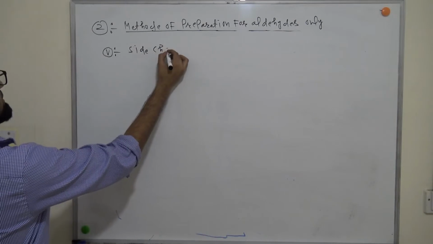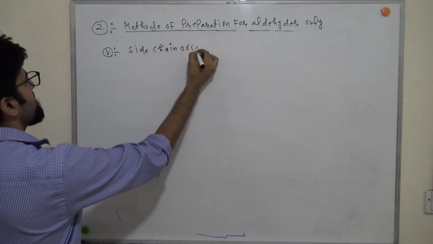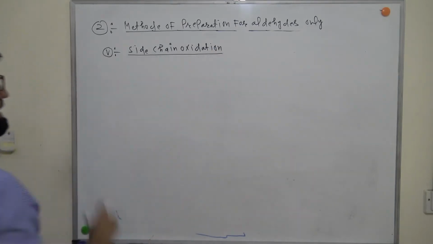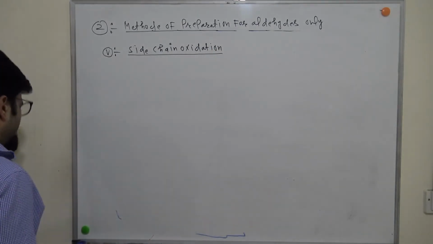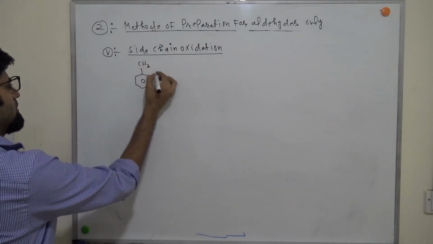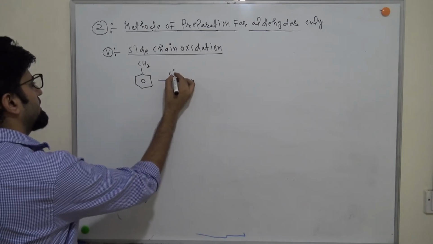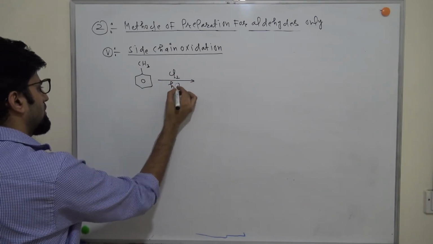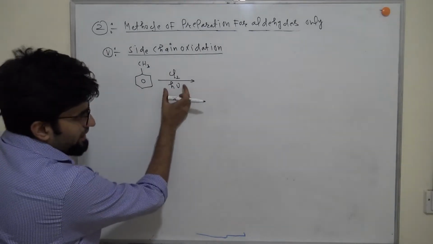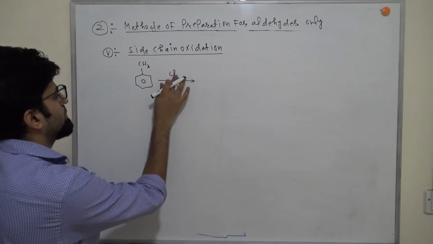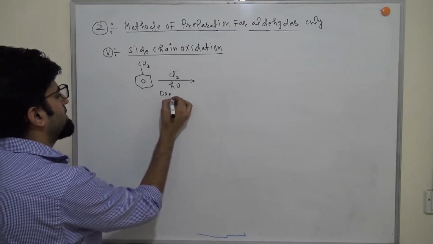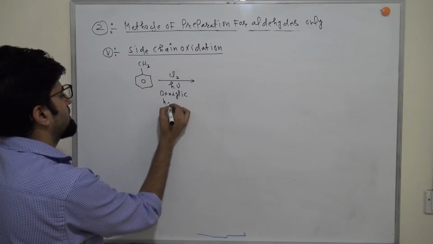Side chain oxidation. The fifth one is side chain oxidation. This is also very interesting and very easy. Okay. Suppose this is toluene. And I am doing this reaction with Cl2 and heat. If you remember, I told you that in that case the radical mechanism will go. Suppose we make it Cl2 and H2, okay? Basically benzylic halogenation will take place.